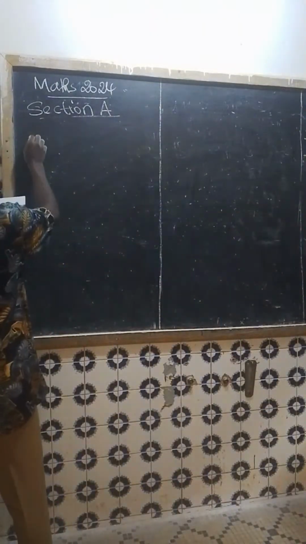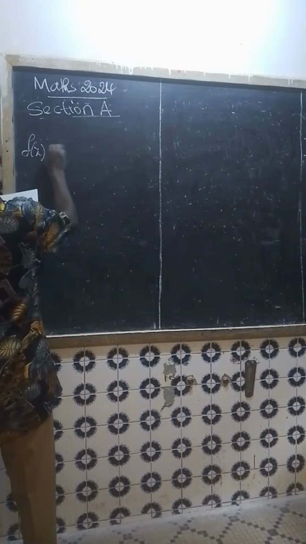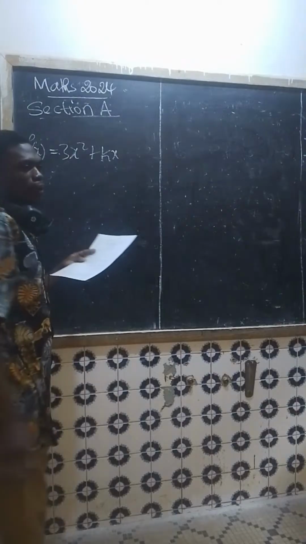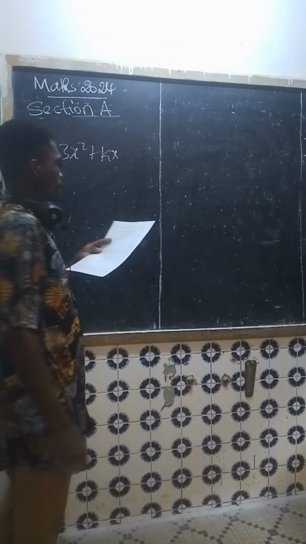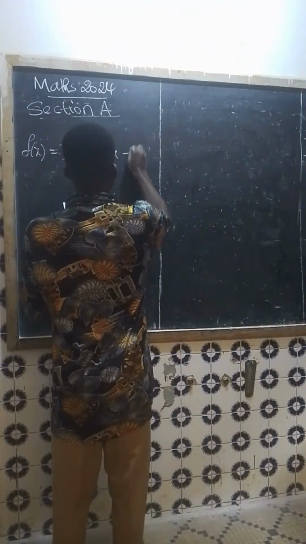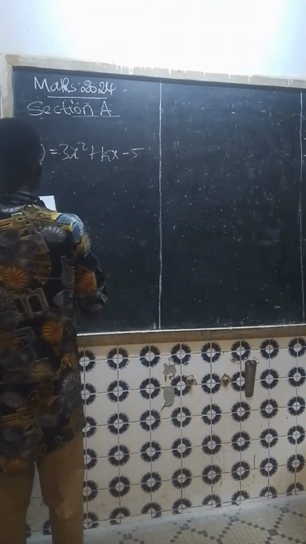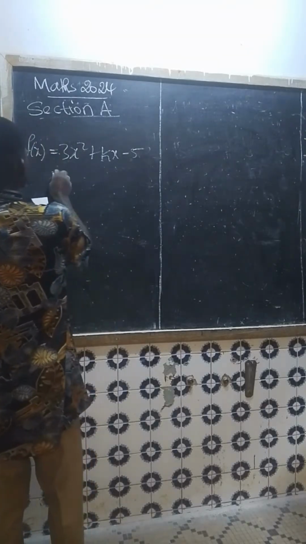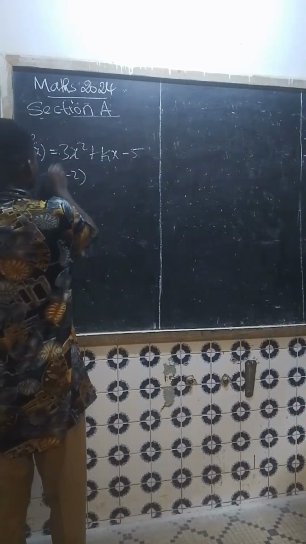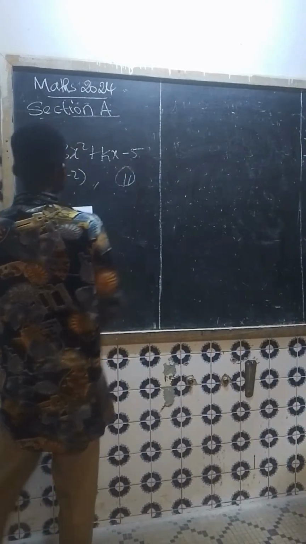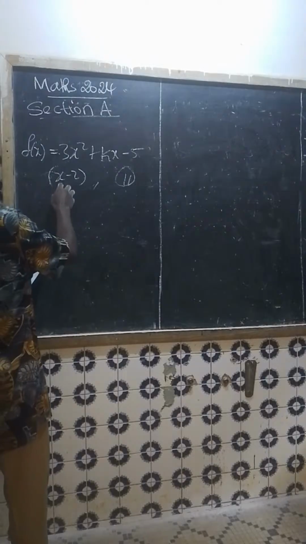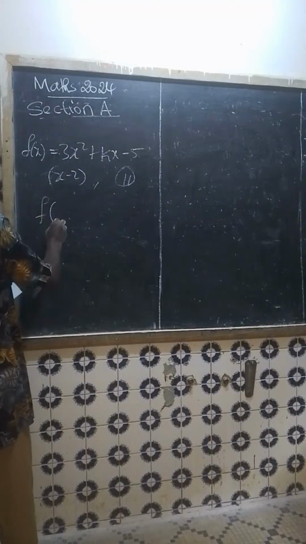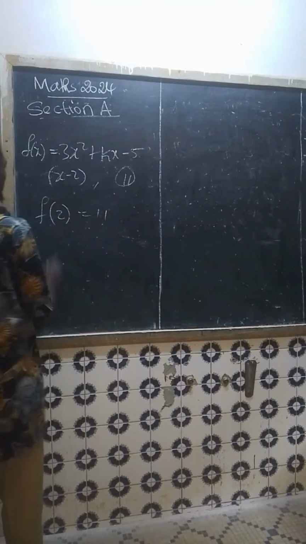When f of x, 3x squared plus kx minus 5, is divided by x minus 2, the remainder is 11. So what does it mean? This is not a factor because there's a remainder. So now it means that f of 2 is equal to 11. So you put it here.